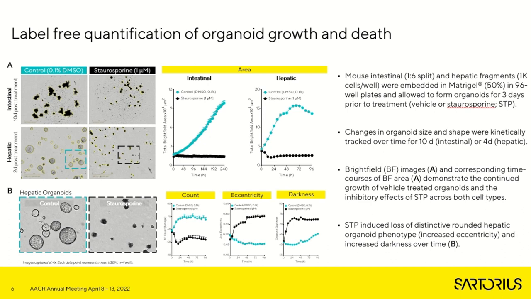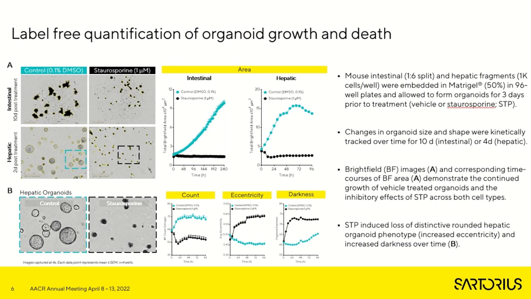Bright field images and corresponding time courses of bright field area in panel A reveal the continued growth of vehicle-treated organoids and the inhibitory effects of staurosporin across both cell types. Enlarged images in panel B show staurosporin-treated hepatic organoids lose their rounded phenotype and darken.